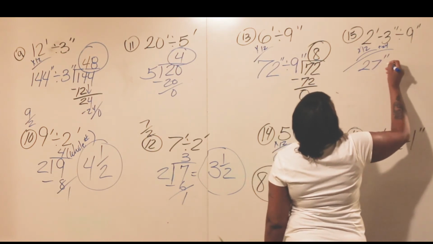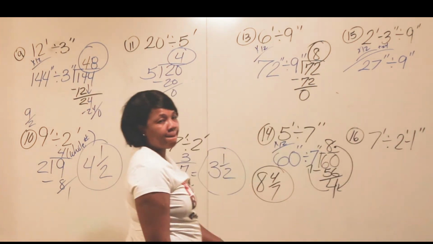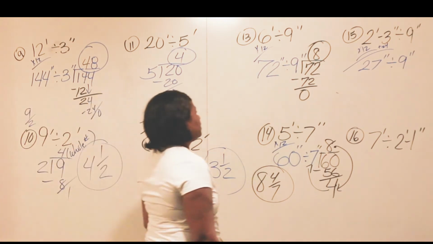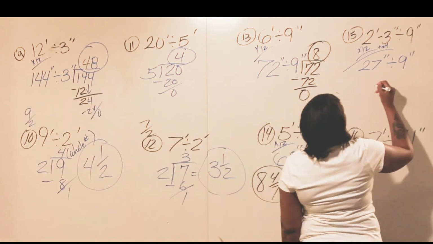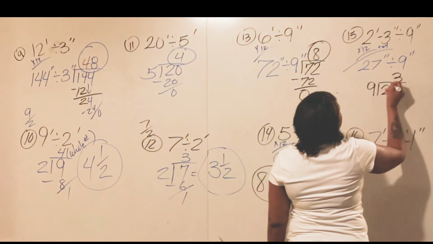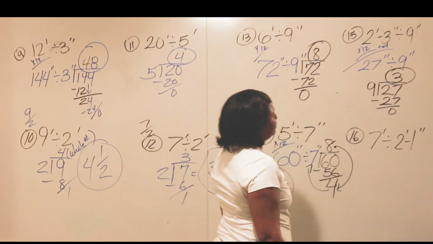27 inches divided by 9 inches. Now what? It's just a division problem. We want to know how many times 9 can go into 27. It goes in there 3 times. That's it, and 3 is the final answer.